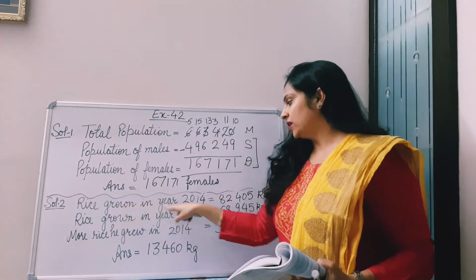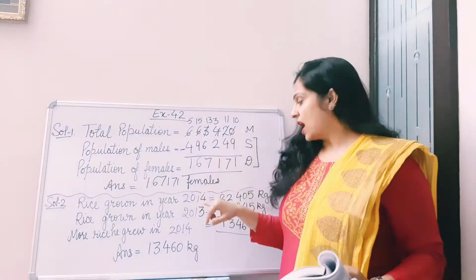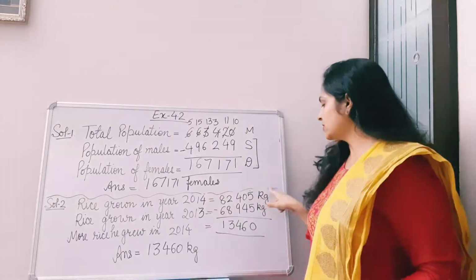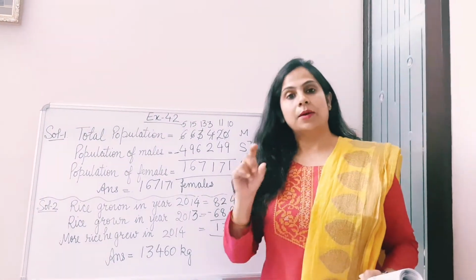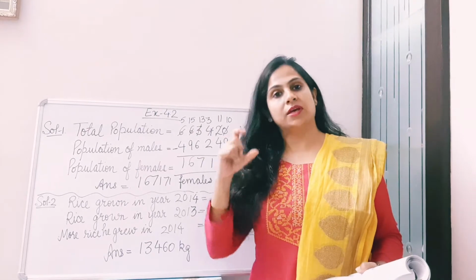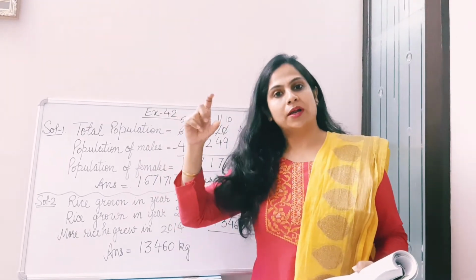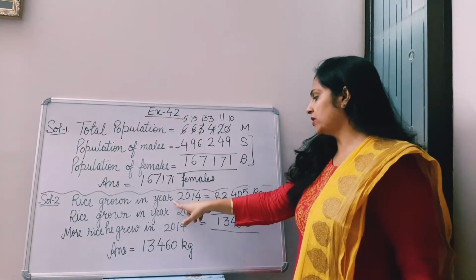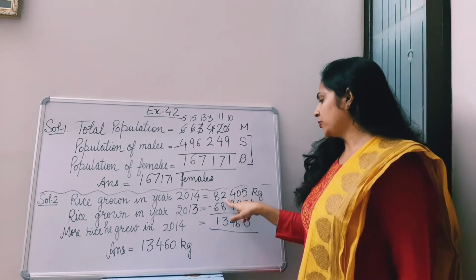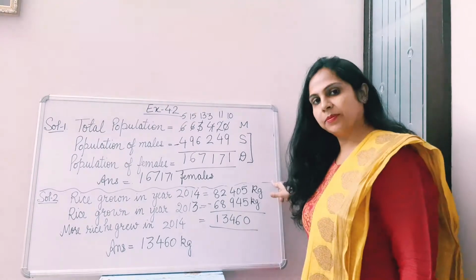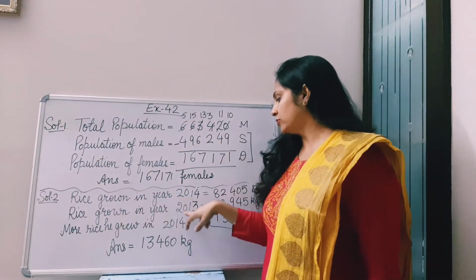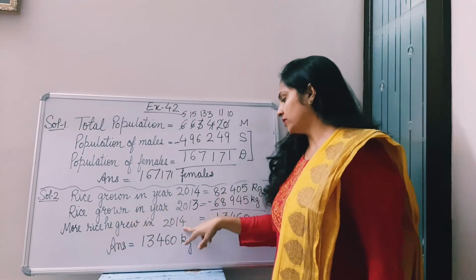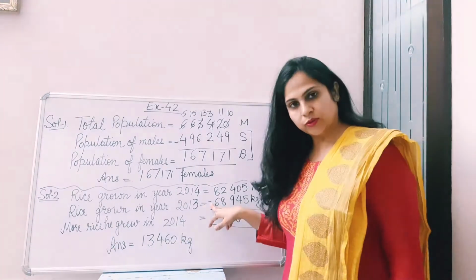Rice grown in year 2014. We have to write 2014 first. क्यों? उसको हम पहले क्यों लिखेंगे? क्योंकि वो ज़्यादा है. सब्ट्रैक्शन में हमेशा जो ज़्यादा अमाउंट होता है उसे हम ऊपर लिखते हैं, वो हमारा मिन्यूएंड होता है. ओके, तो हमने राइस ग्रोन इन ईयर 2014 इज 82,405 kg, ये हमने लिखा. देन राइस ग्रोन इन ईयर 2013, and this is how much more rice he grew in 2014. I have decided that I have to do subtraction.